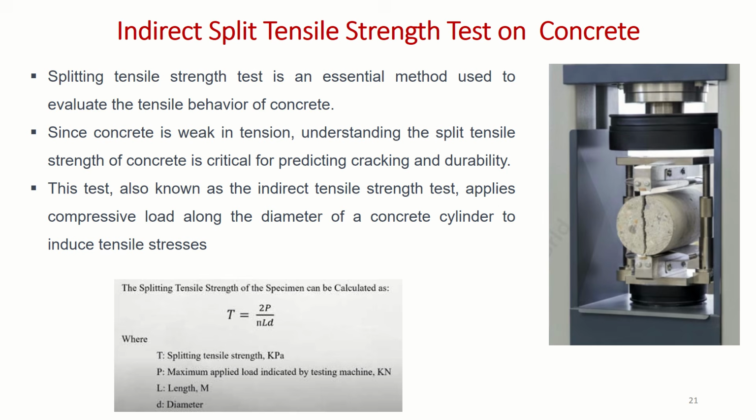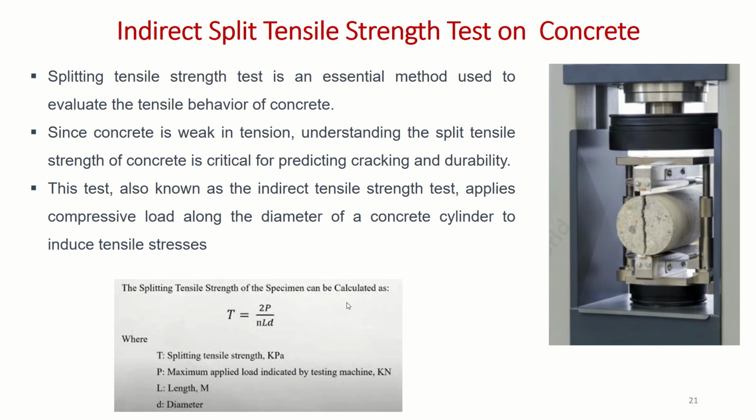Next test is indirect split tensile strength on concrete. We know that concrete is weak in tension, but sometimes it is subjected to tension directly or indirectly. So you should know exactly what the tensile capacity of that particular concrete is. To check that, we have cast a cylinder of 150 mm diameter and 300 mm length, and we have tested it using a CTM by keeping it horizontal and applying load on the circumference.